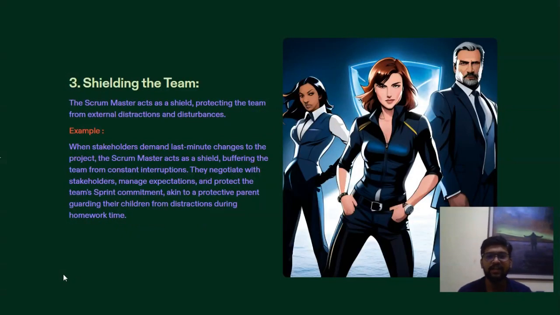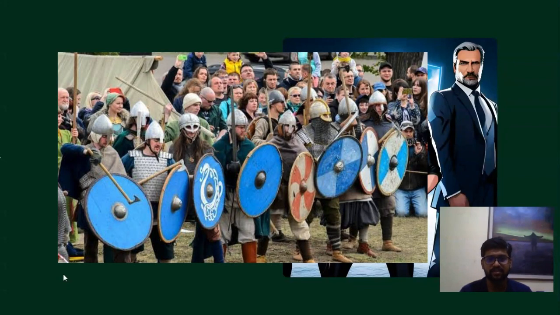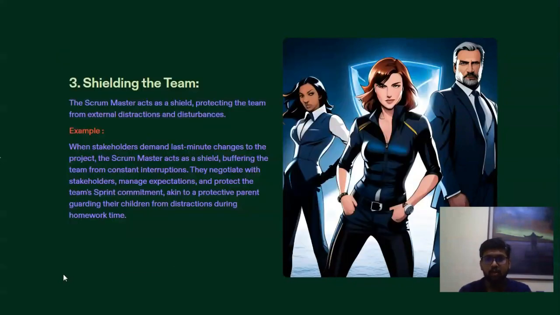Next is shielding the team. So I've seen one picture over here, like she is the Scrum Master, she's shielding all the team. Okay. The Scrum Master acts like a shield, protecting the team from external distractions and disturbances. So the Scrum Master is a person who has to protect his or her team from external disturbances and distractions. What are those distractions? I have given one real-life example, which happens day to day in the project.